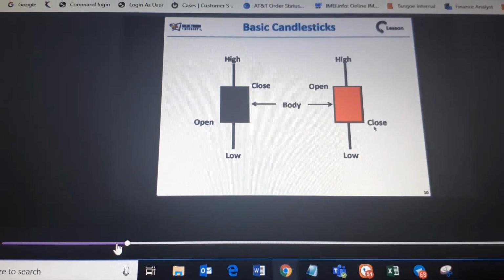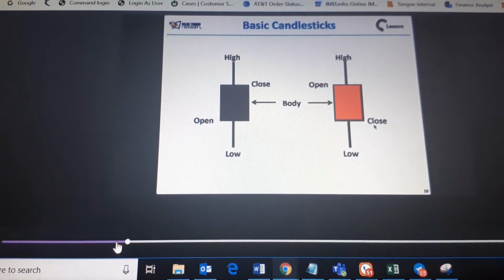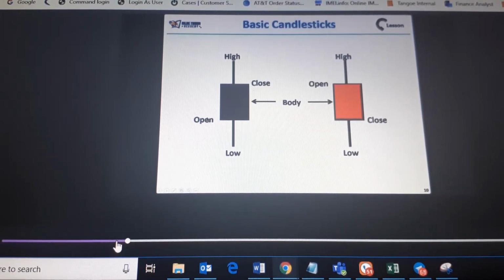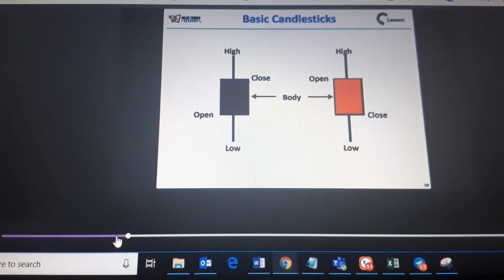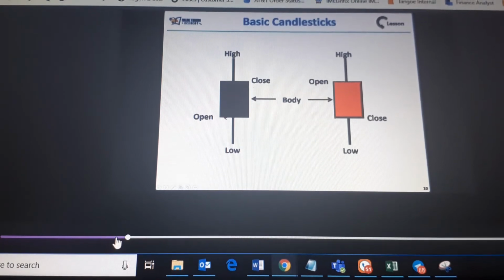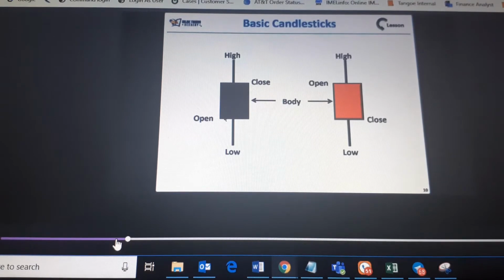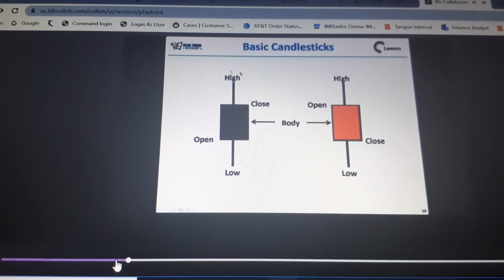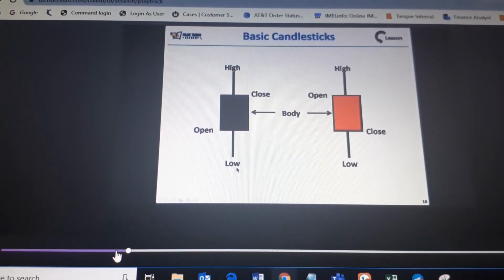Now if you have understood this, just jot down something that I want to tell you. The distance from the open to the close of the candle is called the body of the candle, because we are going to use this in the session right now. Remember this: the distance from the open to the close is called the body of the candle, whereas the distance from the high to the low is called the range of the candle.